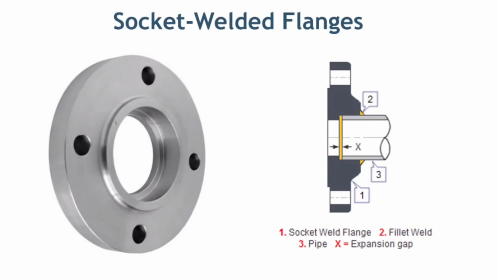The next flange type is socket weld flanges. Socket weld pipe flanges are typically used on smaller sizes of high-pressure pipes. Socket weld flanges are used in socket welding small bore piping. They are welded only on outside of the pipe.